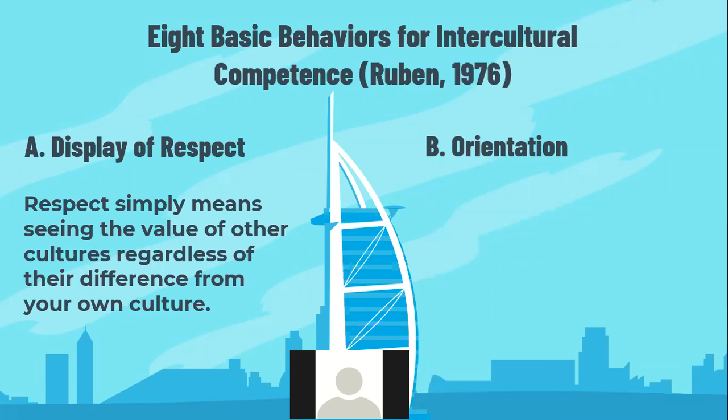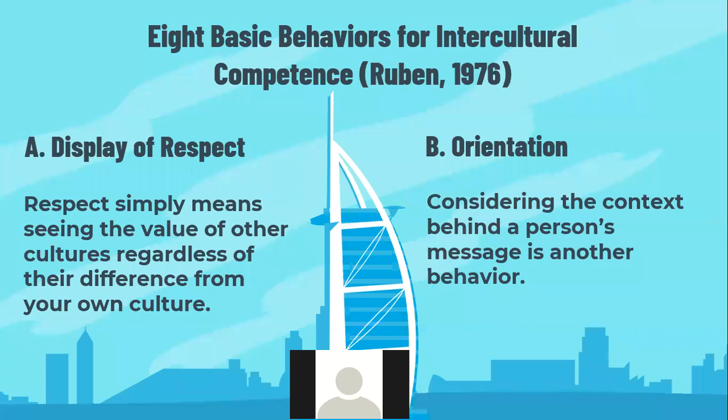Next, we have orientation. Considering the context behind a person's message is another behavior. Orientation is your background knowledge about the culture of other people. Meaning, for example, their language, their mannerisms, the way they convey their message, their collective personality or collective attitude. It's part of your orientation or your knowledge about them.